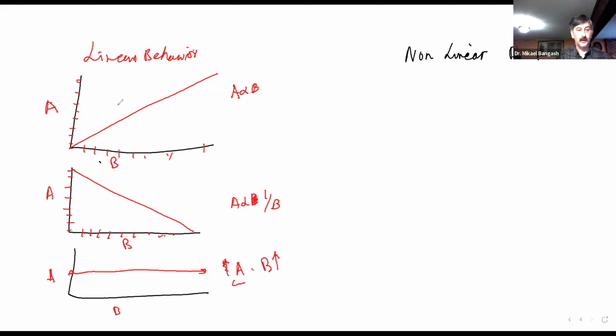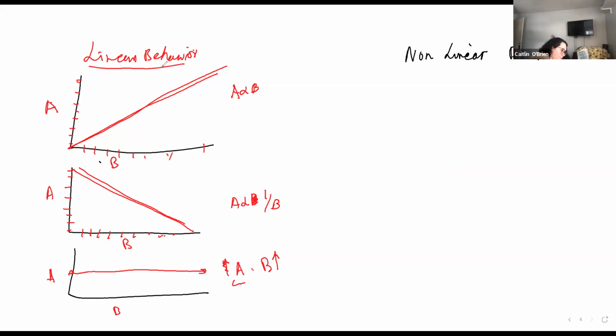But what you mainly see is that in all these three cases, what did we have? Straight lines. So this means that the relation between A and B displayed a linear behavior. Did you guys get that? Yep.